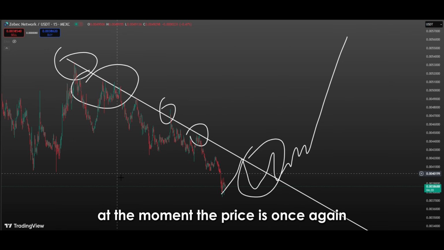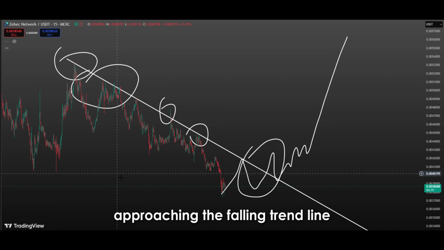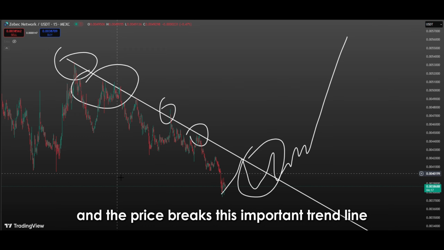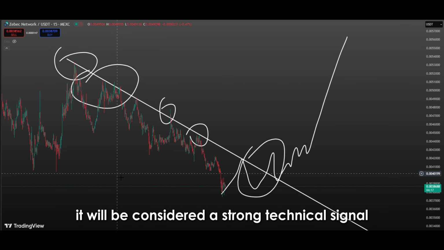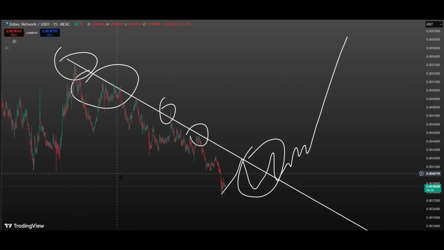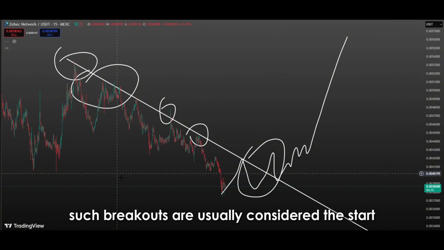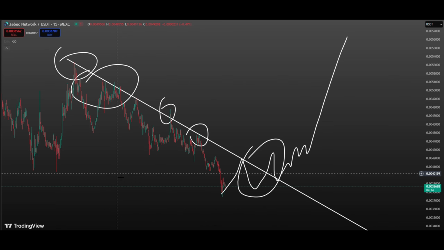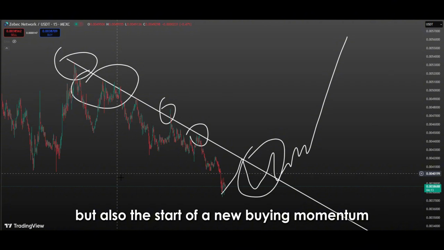At the moment, the price is once again approaching the falling trend line on the chart. If this time the buying pressure is strong enough and the price breaks this important trend line upwards in volume, it will be considered a strong technical signal. Such breakouts are usually considered the start of a new uptrend. In other words, the end of a downtrend is not only a break of selling pressure, but also the start of a new buying momentum.